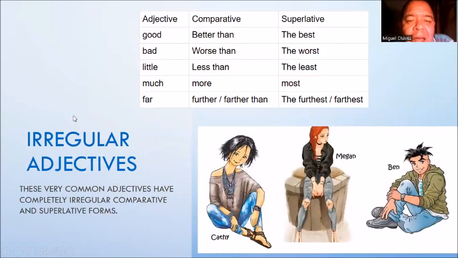Forming irregular comparatives and superlatives. For these irregular adjectives, you have to memorize the comparative and superlative forms. We have good, the comparative is going to be better than, and the superlative, the best. Bad, worse than for comparative, and the worst for superlative. Little, less than, the least. Much, more, most, and far, further than, the furthest, farther, farthest. In the last one, we have two possible forms. Both are correct.